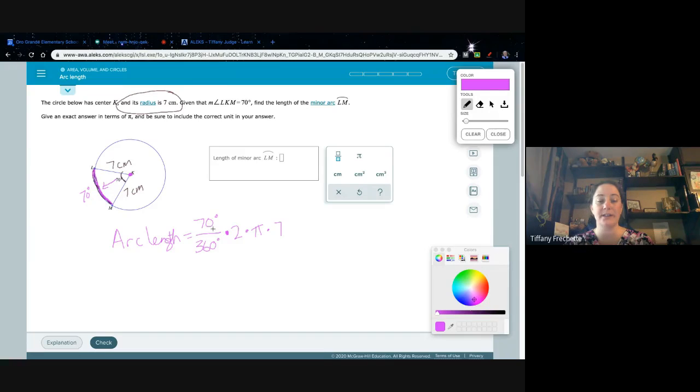All right, so let's go ahead and start reducing this one. Again, they both have zeros, so I can just cross the zeros off. So I end up with 7 over 36. Oops, sorry, not 360, 36. Silly me. Times 2 times pi times 7.